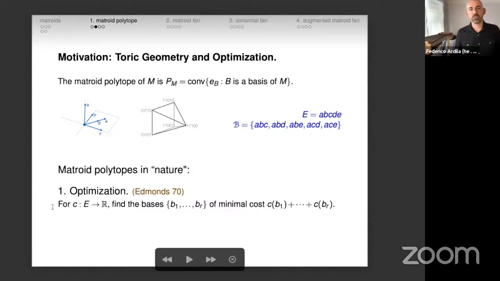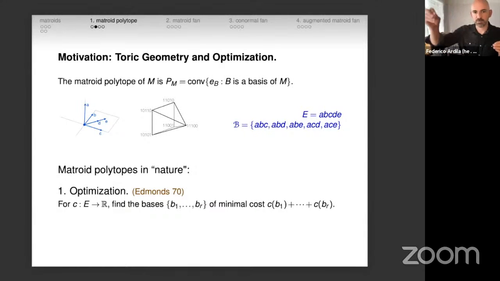So for a cost function, you want to find all the bases of minimal cost. In combinatorial optimization, it's a very natural thing to do for a problem like this to say, okay, let's make a polytope out of these things, where there's going to be a vertex for one of these possible elements that I'm trying to optimize. Then to find the basis of minimal cost, my minimal cost is now going to be a direction in a vector space, and I need to find the farthest point of the polytope according to that direction. So that's how Edmonds found the definition of matroid polytopes.